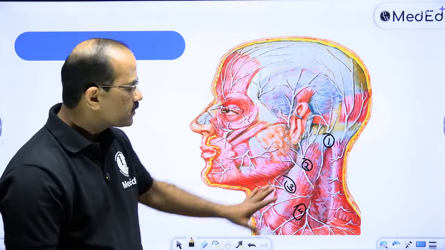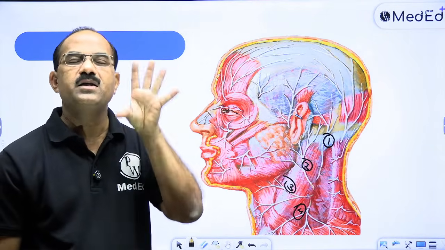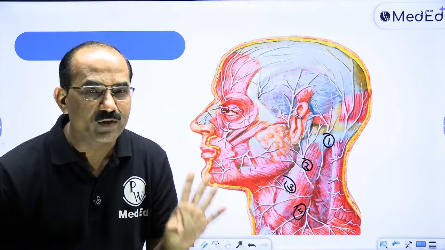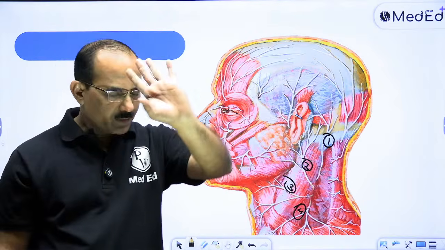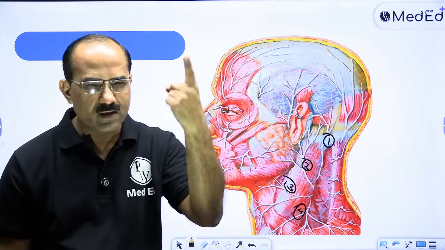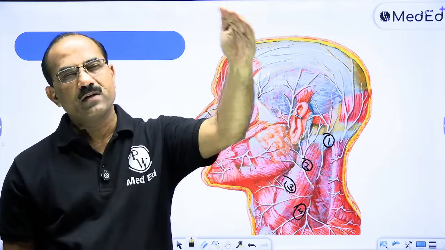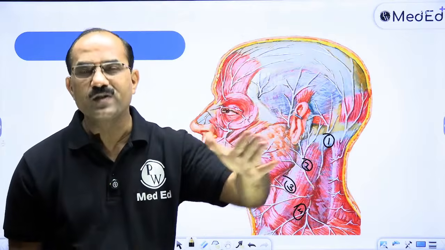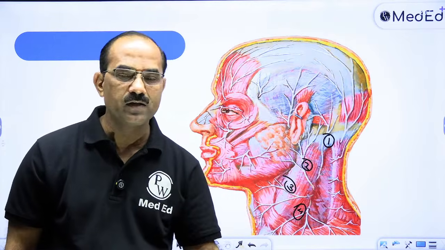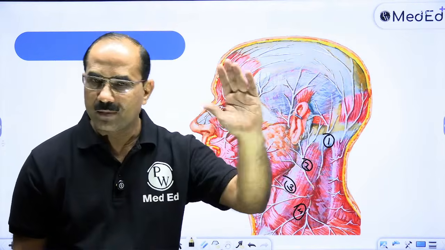So this becomes the contents of the posterior triangle of the neck. Students, are you able to follow this? So, again, boundaries are clear: sternocleidomastoid, trapezius, clavicle. The floor is clear: the semispinalis capitis, the splenius capitis, the levator scapulae, scalenus posterior, scalenus medius. The floor is covered by the prevertebral fascia.